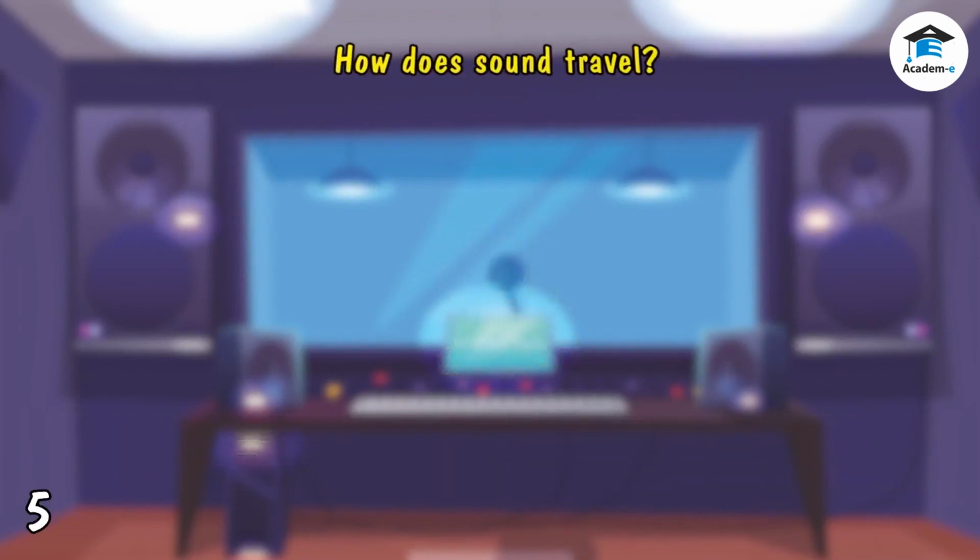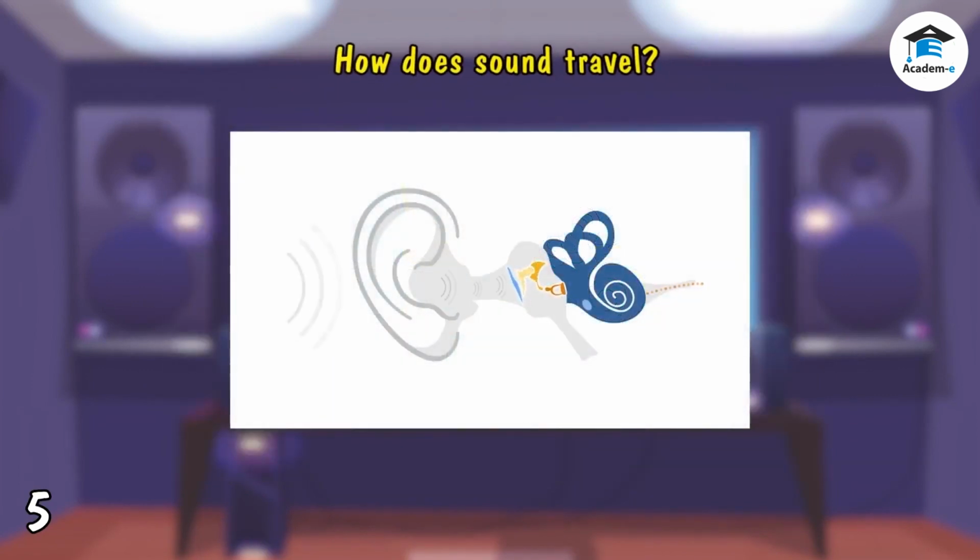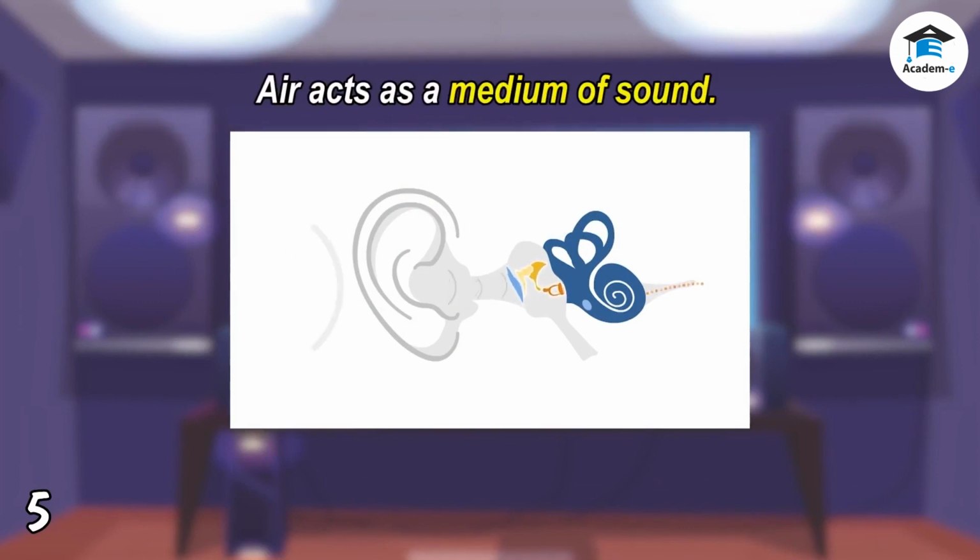How does sound travel? The vibrations produced by a source are only heard once they reach a detector. Your own ears serve as detectors of sounds. The carrier of the sound from the source to your ears is also called the medium. When you listen to music produced by a person, what do you think serves as the medium of the sound? If you answered air, then you are correct. Air acts as a medium of sound.